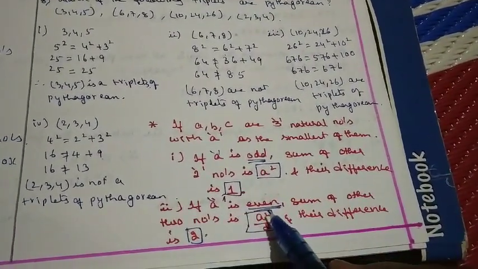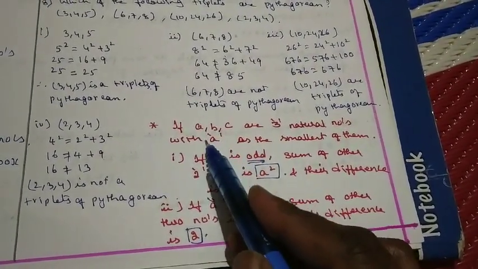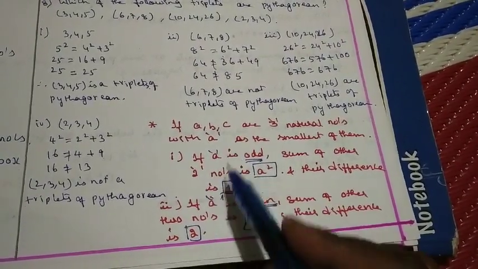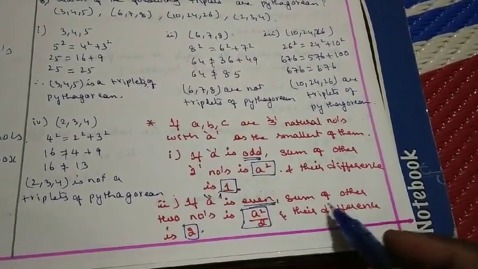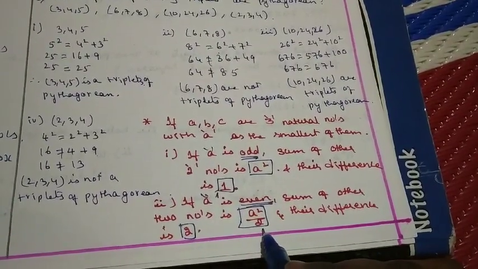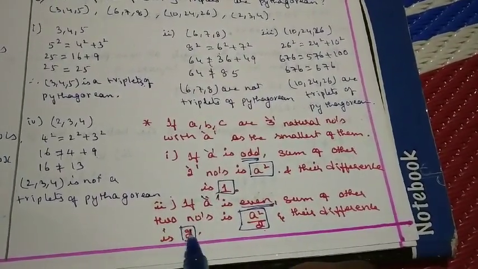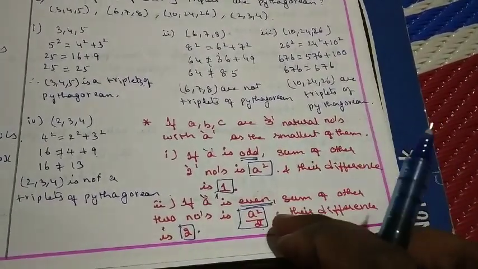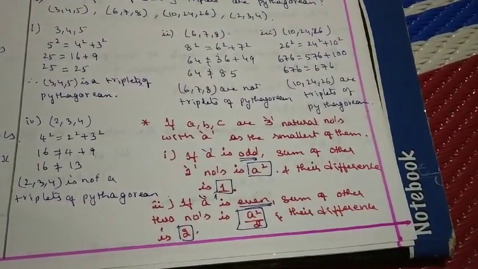If A, the smallest number, is not odd but an even number, then the sum of the other two numbers is A square by 2 and the difference is 2. So let me explain this by taking examples.